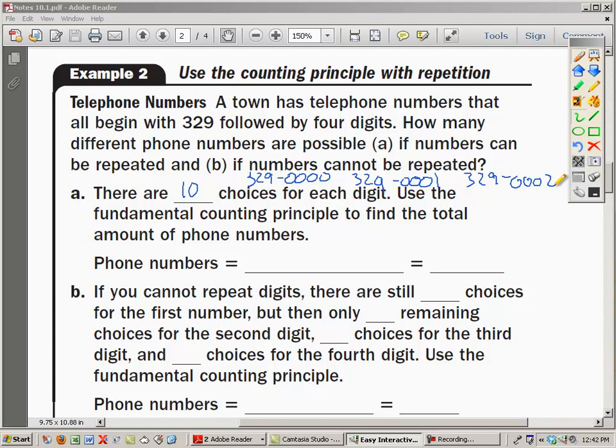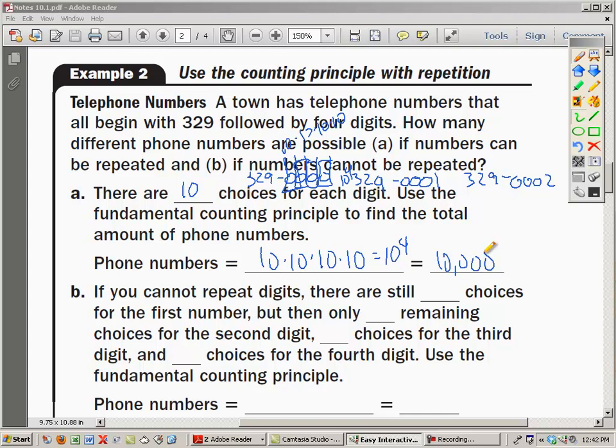But there are 10 different digits you can choose for the first, 10 for the second, 10 for the third, and 10 for the fourth. So 10 times 10 times 10 times 10 is the same thing as 10 to the fourth. The fundamental counting principle says we can have 10 to the fourth, which is 10,000 different phone numbers starting with that 329.